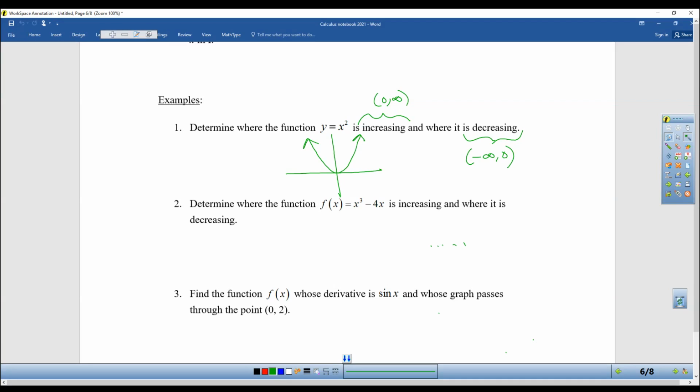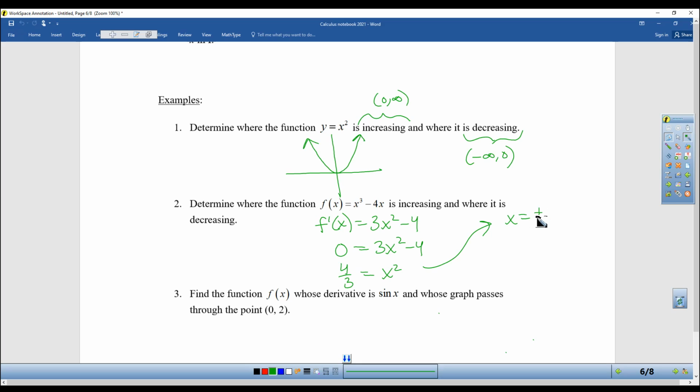On number 2, again, they want to know where it's increasing or decreasing. We know that to find increasing or decreasing, I mean, on number 1, I just drew it. But on number 2, we can actually find the derivative, which is 3x squared minus 4. I couldn't have done this one in my head. I don't know those points well enough. So I take the derivative and I set it equal to 0. And I get 4/3 is equal to x squared.